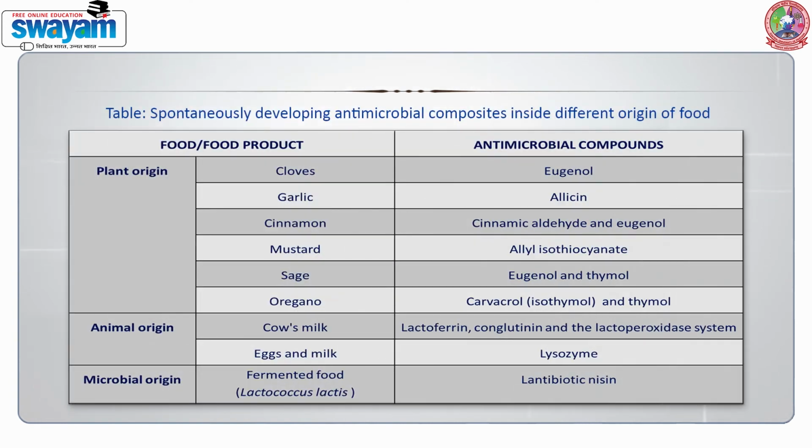In this slide, you can see spontaneously developing antimicrobial components inside foods of different origins: plant origin, animal origin, and microbial origin. For example, in plant origin, clove contains eugenol and garlic contains allicin; in animal origin, cow's milk contains lactoferrin, and eggs and milk contain lysozyme; and in microbial origin, fermented foods are the main example, producing the antibiotic nisin.